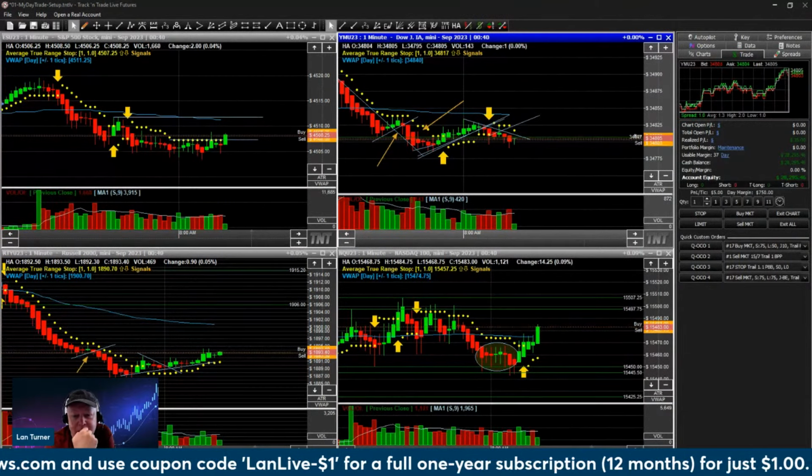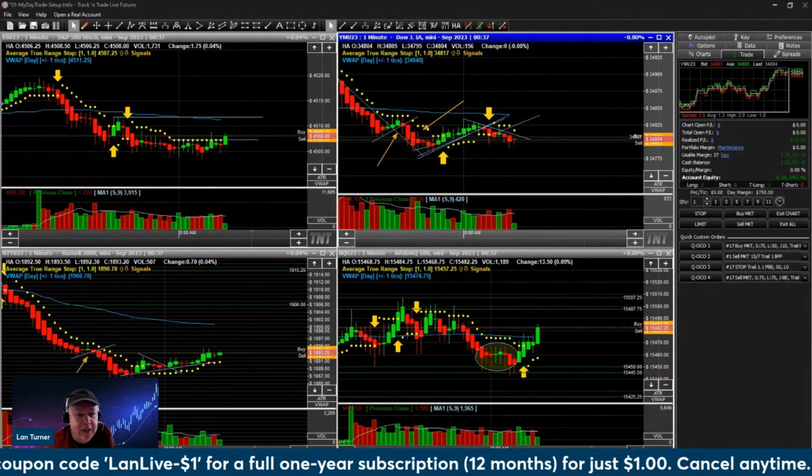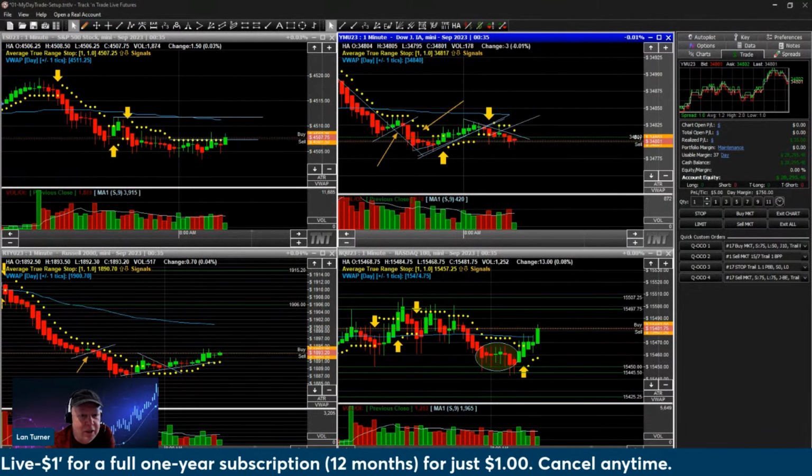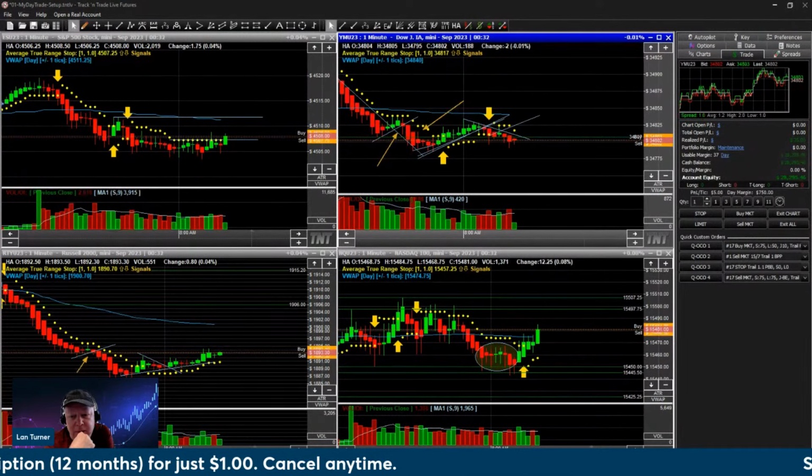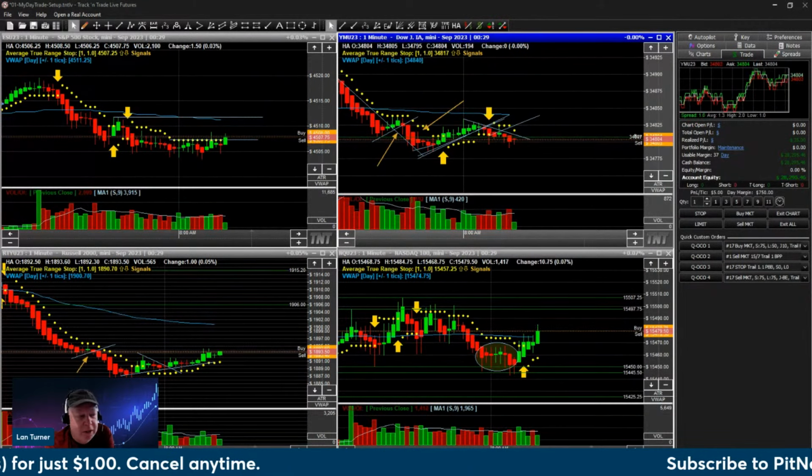Now we're getting a little action in here. Look at the NASDAQ starting to go. The S&P starting to break above the average true range. Let's see if we can get it to break up. So the NASDAQ is breaking above.